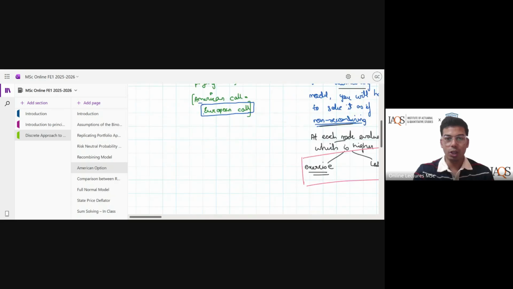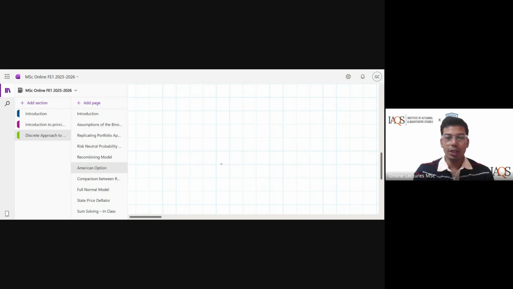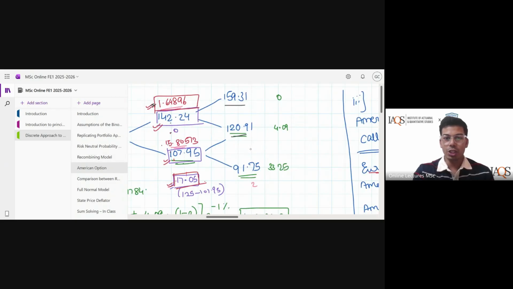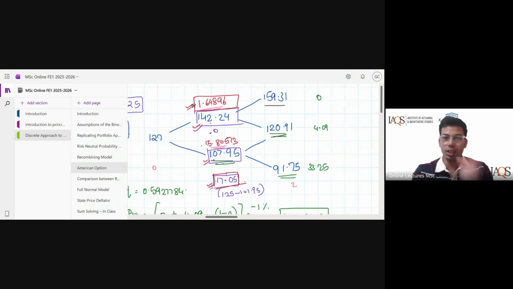wherein in the case of American option, I evaluated where it's going to be beneficial. So here at intermediate node, which is 142 and 107, one value I have which I brought from the future, which is your red value. The other value that I'll have is if I exercise at these two time periods, what is going to be the payoff? Whichever is the higher payoff, you consider that as the payoff to bring it at 127.